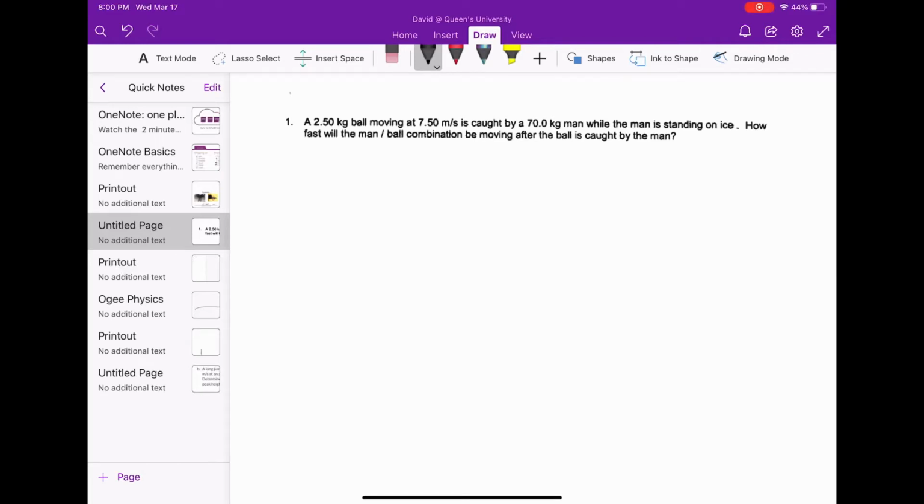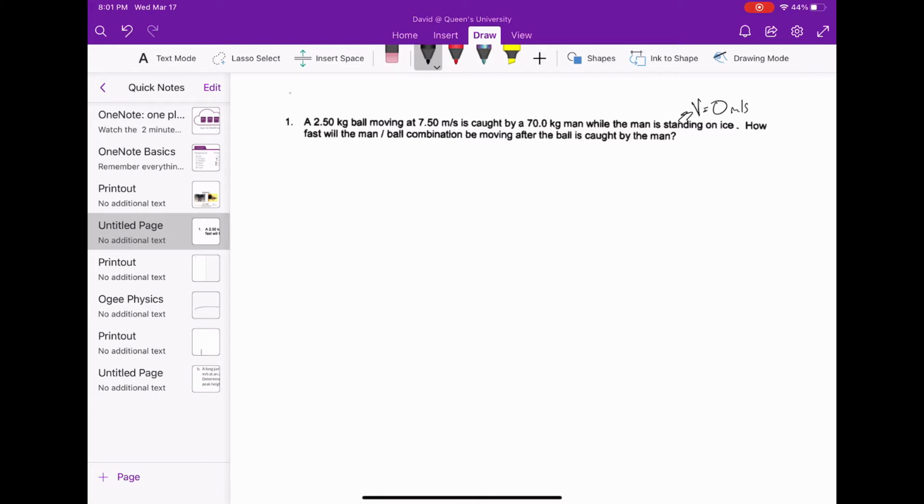Hi everyone. Today we'll be doing an introduction to momentum, where here we have a 2.5 kilogram ball moving at 7.5 meters per second, and that ball is being caught by a 70 kilogram man who is standing on ice. So standing, we can assume that's from rest, so his initial velocity is 0 meters per second. So the question's asking how fast will the man/ball combination be moving after the ball is caught by the man.